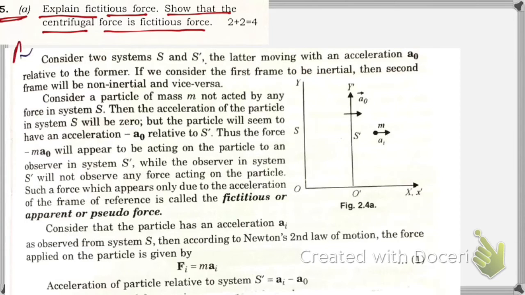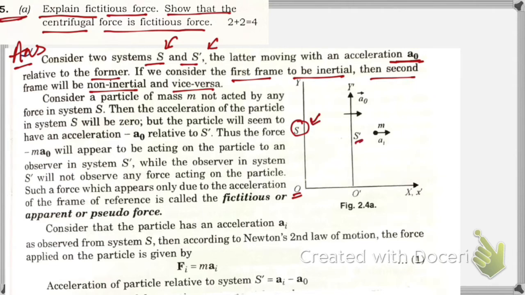So here you see, this is the answer. Let us consider two systems S and S dash, and this S dash is moving with an acceleration a0 relative to the former, that means relative to S. If we consider the first frame, S with the origin O, to be inertial, then the second frame will be non-inertial and vice versa. That means if you consider S as inertial, then S dash must be non-inertial, and if S dash is inertial, then S must be non-inertial. That is what they are trying to say.